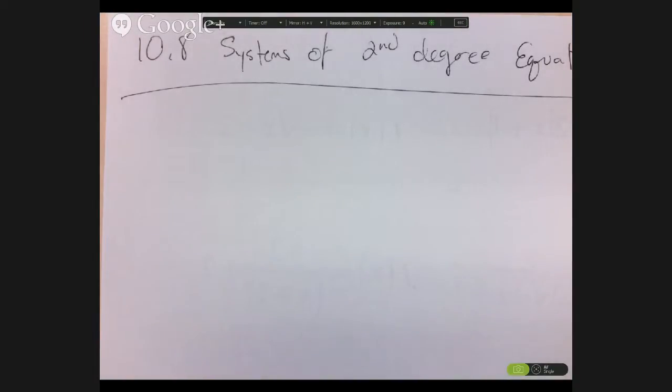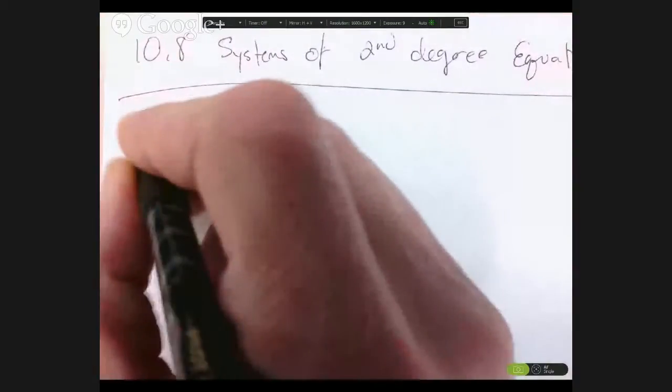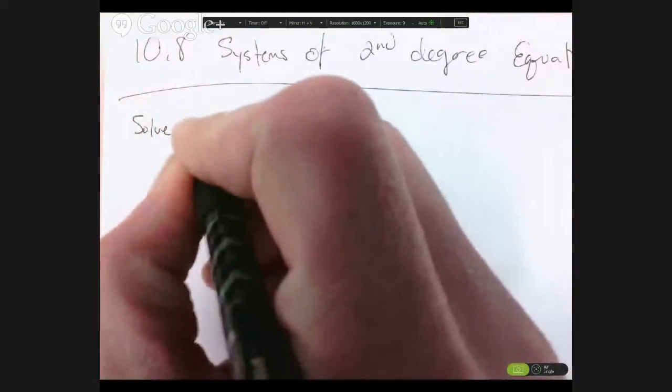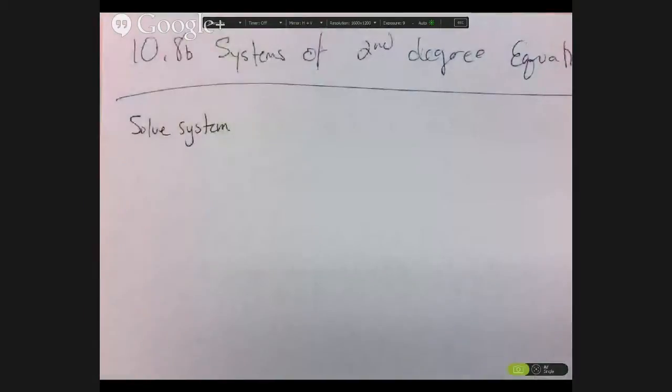All right, so we're solving second-degree systems of equations. Last time I showed you a circle and an ellipse. Today I just want to show you two shapes. One is linear. So this would be B.